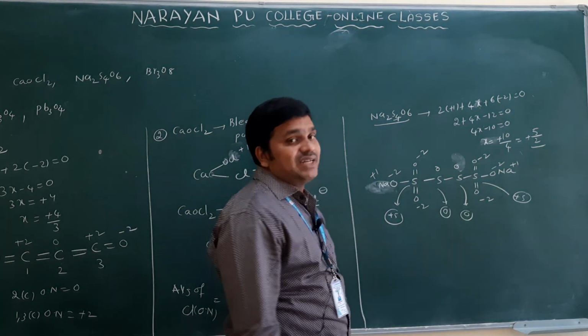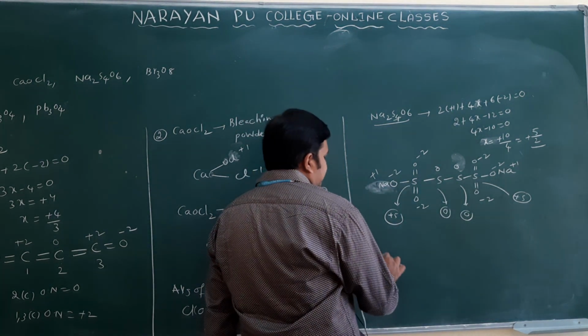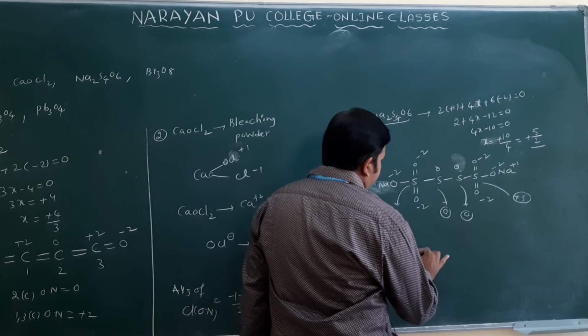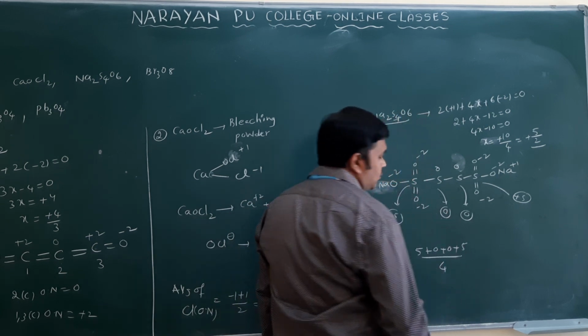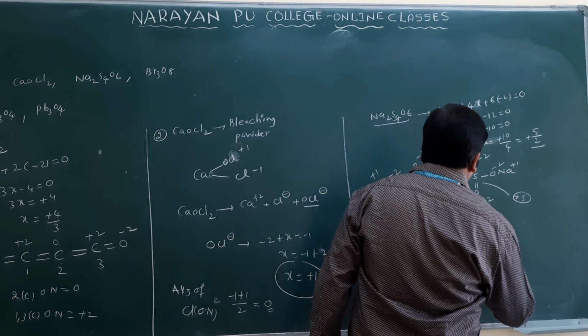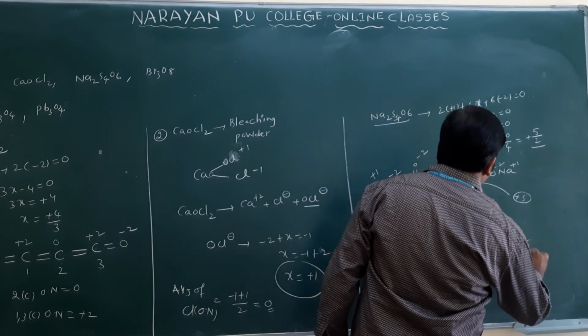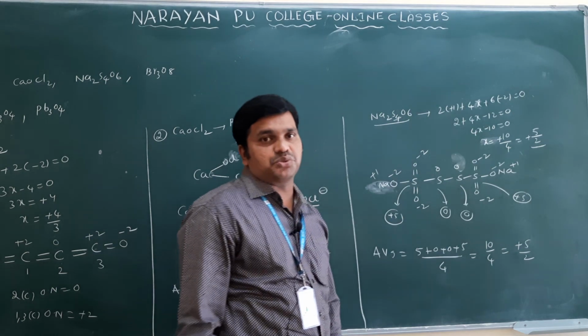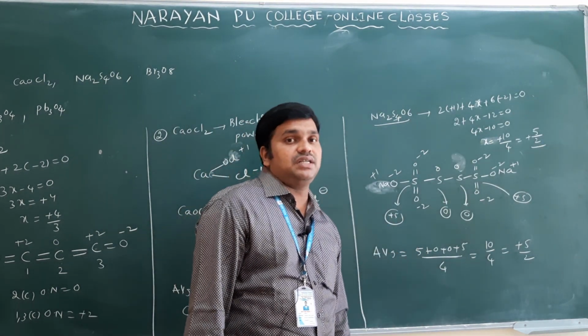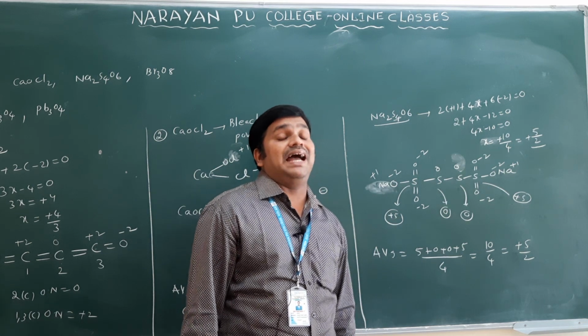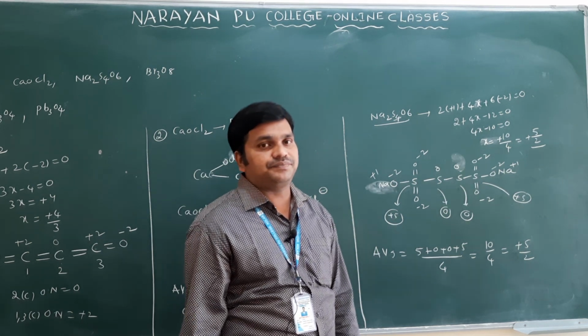If you want to take the average oxidation number, how can you take it? This is 5 plus 0 plus 0 plus 5, by 4 only. Then you will get 10 by 4, that is equal to plus 5 by 2. So this is the way of writing oxidation number by using the structure. Particularly we are discussing the average oxidation number.